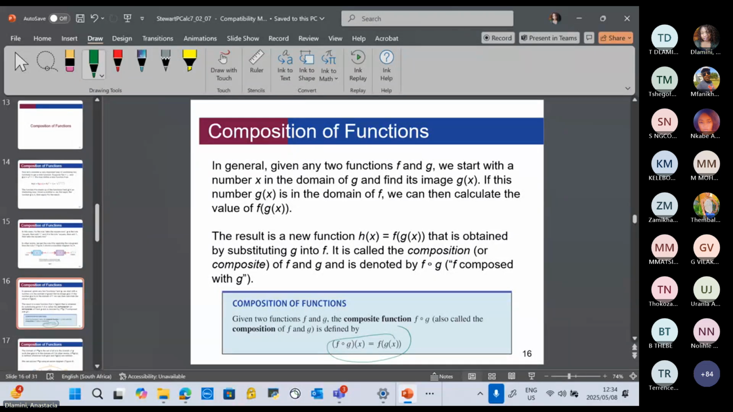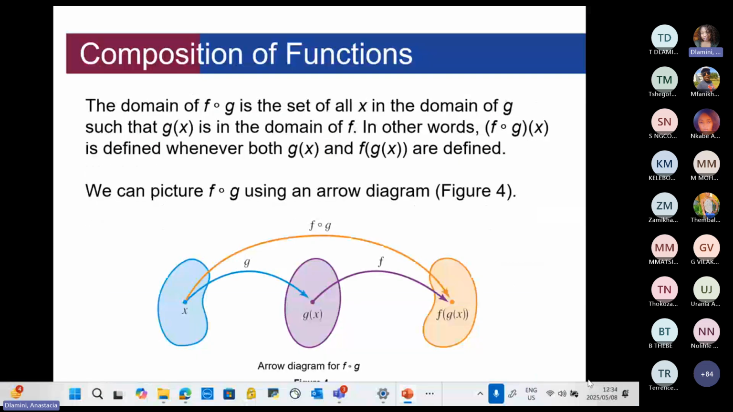Do you see that? Now, it goes back to the statement. They say the domain of f composed g is the set of all x values in the domain of g such that g of x is in the domain of f. Do you hear that statement, guys?